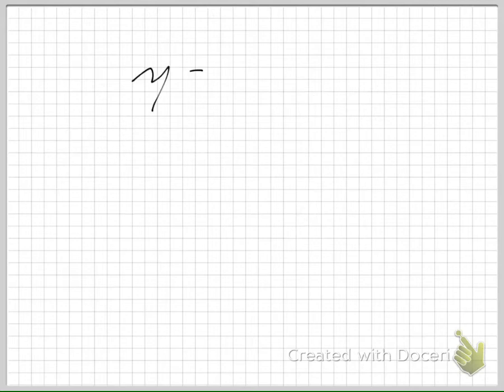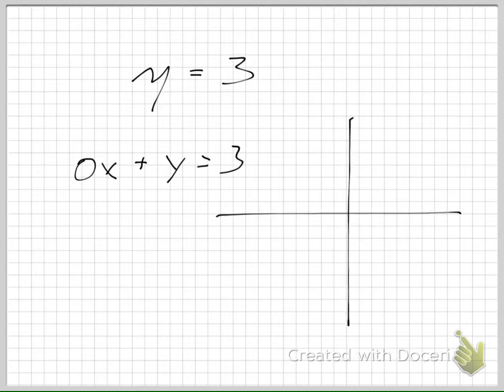So what about this? What if I have y equals 3? Is that linear? Can it be written in standard form? It is written in standard form. This would be 0x plus y equals 3. How do you grab that? Well, there's 3 up here, and you just go, there it is. That's y is 3. No matter what x is, y is still 3.